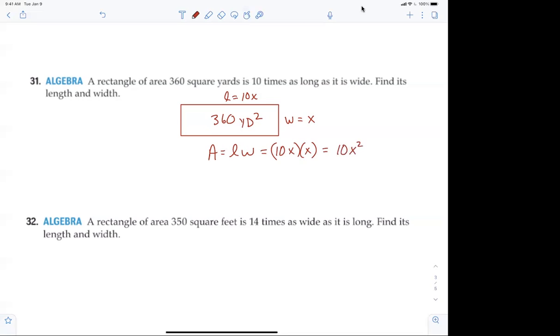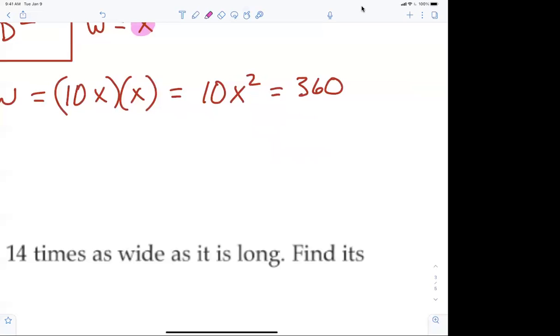And now that is equal to numerically what? 360. Thank you. That's what that means. Algebraically, it's 10x squared. Numerically, it's 360. Those are equal. So now everybody can obviously look at that and say, because they're asking about the area, right? So you multiply length times width to get the area. You with me on this or not? Make sense?